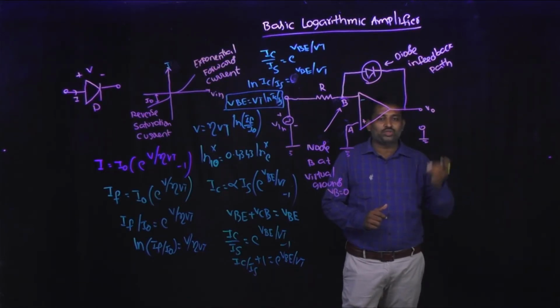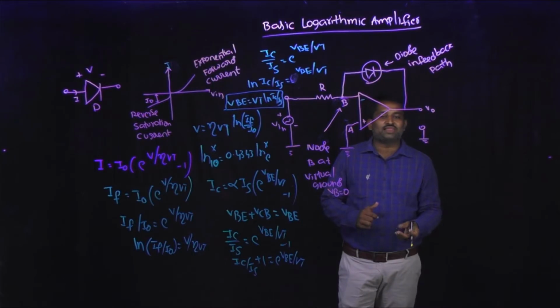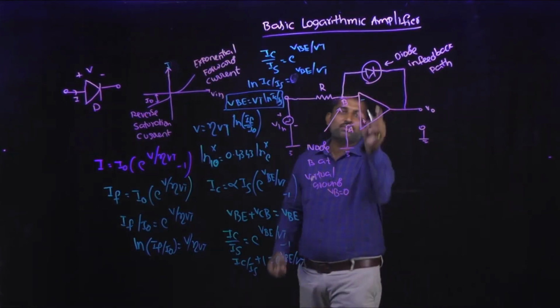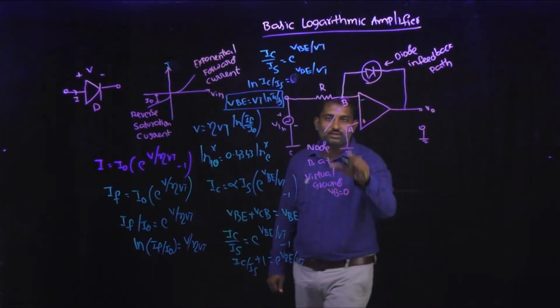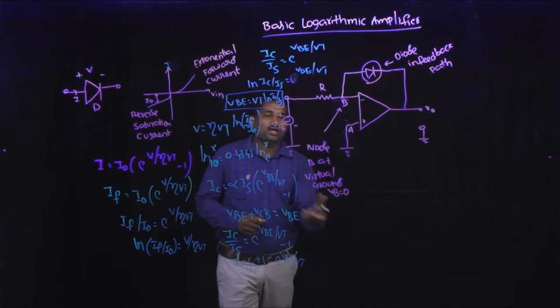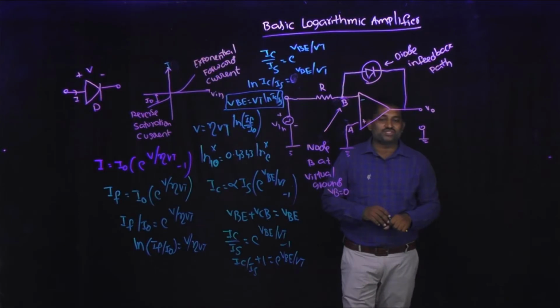Already I told you that if you are connecting the diode in the feedback path and it is connected to the negative feedback, then it becomes a non-linear application. So here I am connecting the diode in the feedback path, that too with negative feedback. That's why this logarithmic amplifier is treated as a non-linear application of op amp.